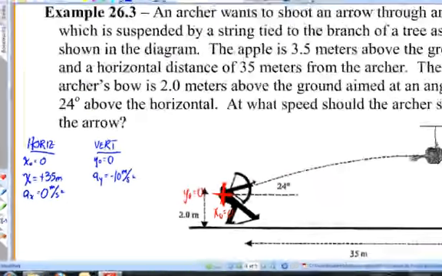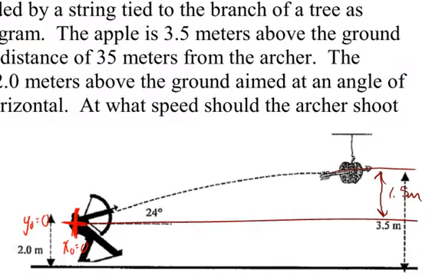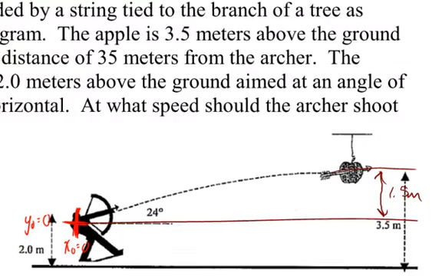Now they tell me the arrow leaves 2 meters above the ground, and the apple is 3.5 meters above the ground. So I'm going to say the y position where the apple is relative to my origin is going to be 1.5 meters. I think that's relatively easy to see from this diagram.